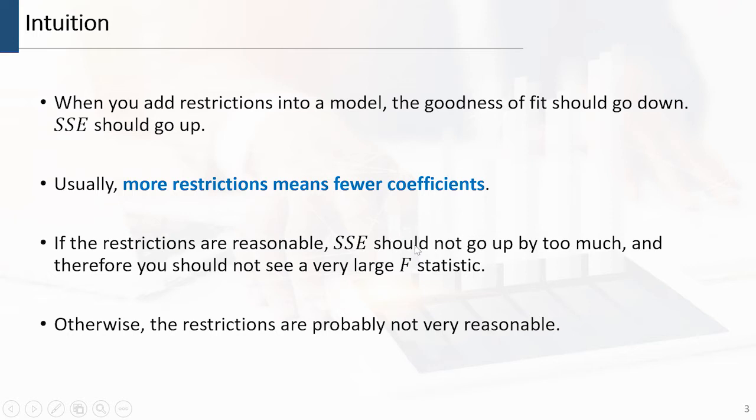In this case, you should also not see a very large F statistic. Otherwise, if the restrictions are very harmful for the fitness of the model, it makes the model very inaccurate, and it makes the sum of square residual go up by a lot, then in general, you should see a very big F statistic, and that's also an indication that the restrictions are not so good.